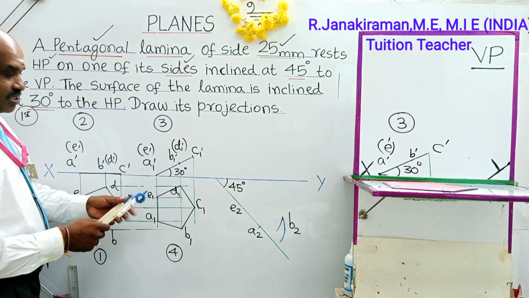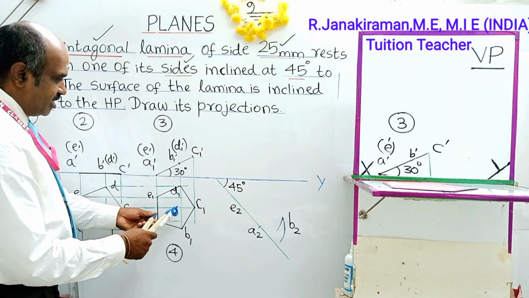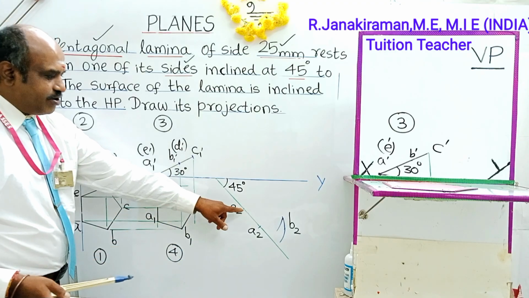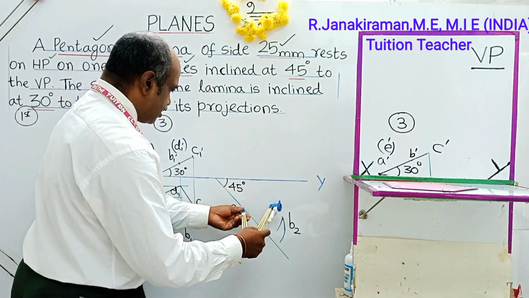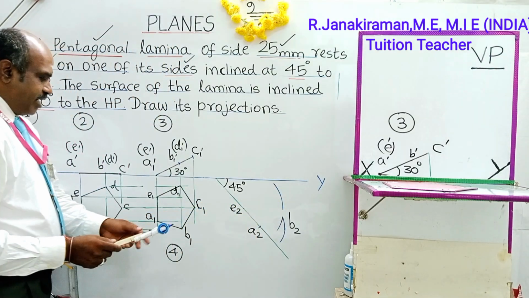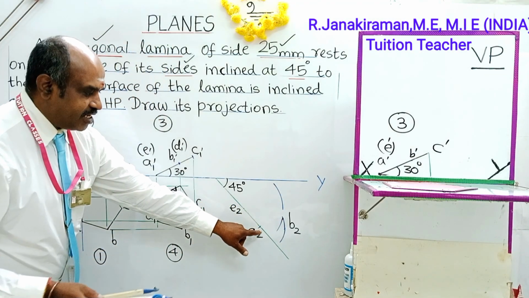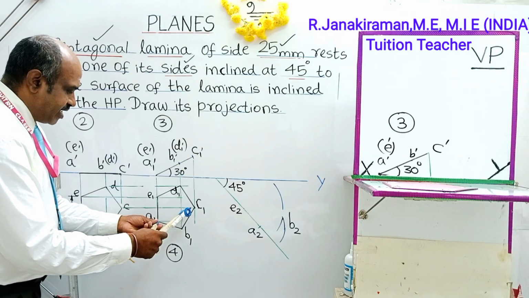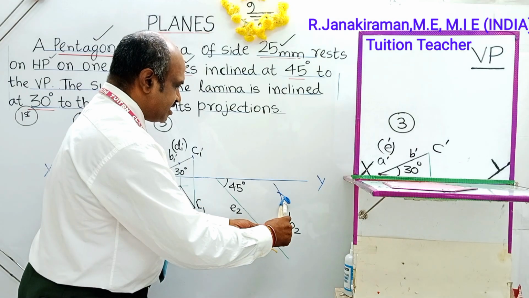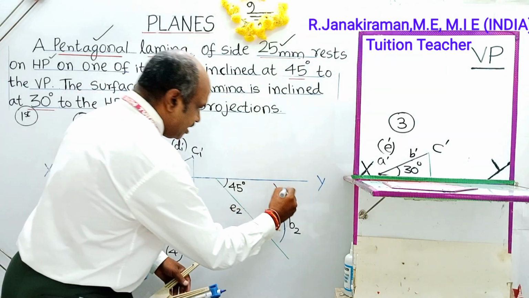Next, I am going to mark C. Take EC distance in your compass. E already we know. Cut an arc on this arc like this. Okay. Next, previously we know A. This is A. AC distance is taken in the compass. Cut an arc. The point of intersection shall be marked as C2.